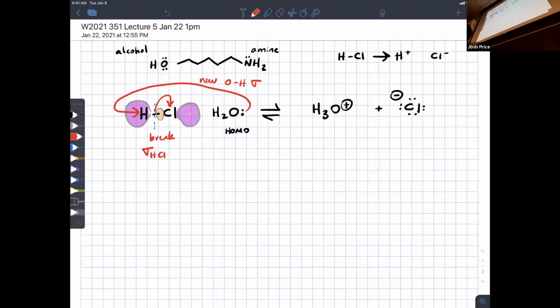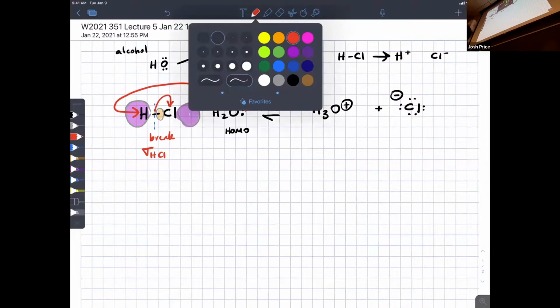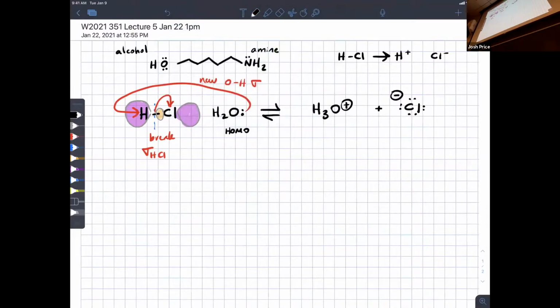So really, if you've thought about acids before, especially Bronsted-Lowry acids as being proton donors, what's really going on in aqueous solution is, yes, a proton is being donated to water to give you hydronium, but this is also an example of a Lewis base, Lewis acid reaction.